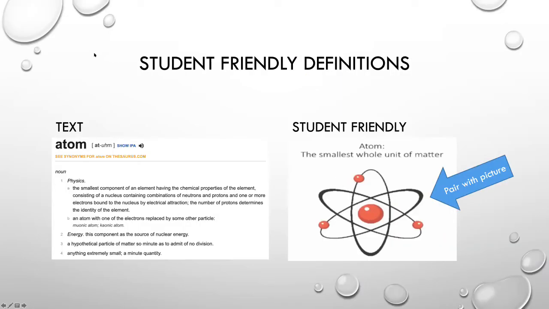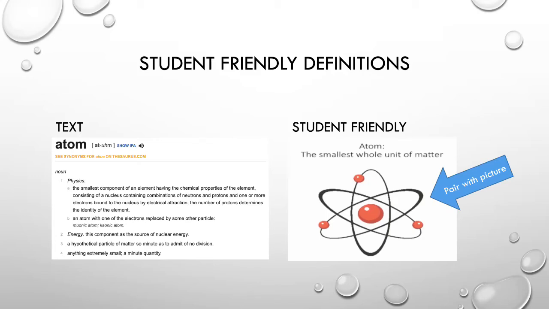So the first strategy that we're going to talk about is the importance of student-friendly definitions. The reason that we're starting here is that many of the textbook definitions that you would see are very cumbersome and difficult to remember. On the left-hand side, you see the definition of an atom. Now, this is pulled, I think, from Wikipedia off the internet, but you'll see that the definition is very complex, and that would be very hard for even me to remember.